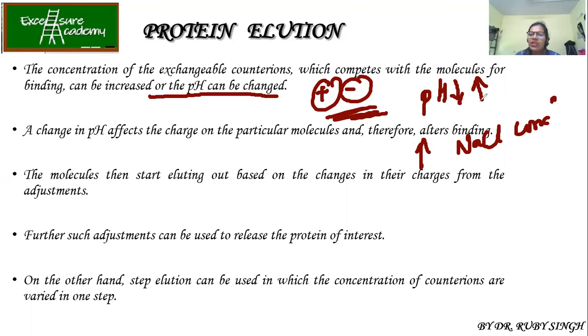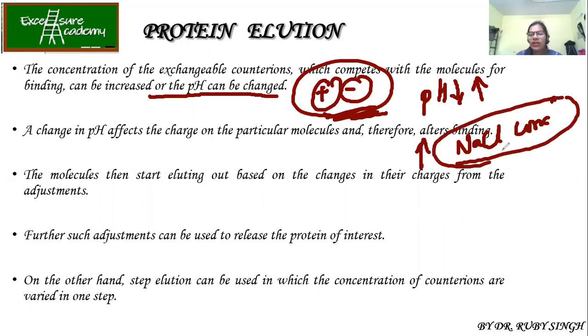So an increase or decrease in pH will alter this interaction, and hence the protein can be eluted out. But basically in the lab, for my case also, I have done ion exchange chromatography. I have done anion exchange chromatography and I have always used a salt gradient only to elute out my protein. Now the molecules start eluting out based on the changes in their charges from the adjustment. And finally, it releases the protein of interest.